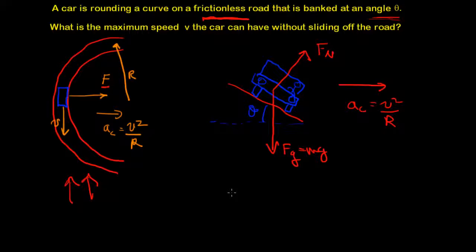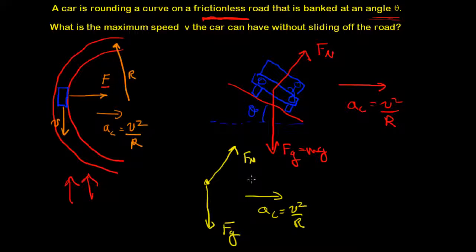So I can draw a free body diagram for this now. Let me pick a different color for that, just for fun, and I'll draw it down here. Here is my object. There's my normal force, and here's my weight. My acceleration is this way. So here's my force of gravity, and there's a horizontal acceleration, v squared over r.